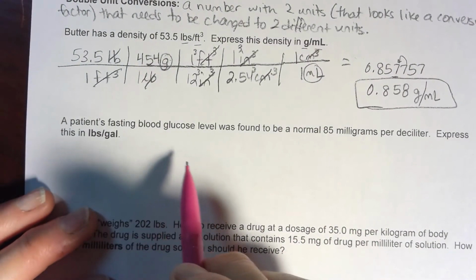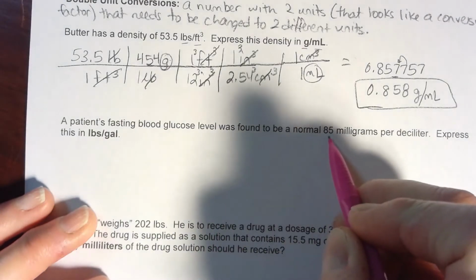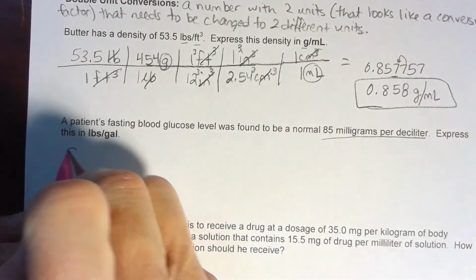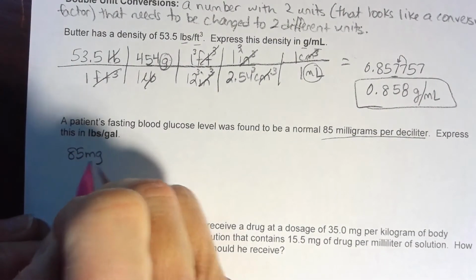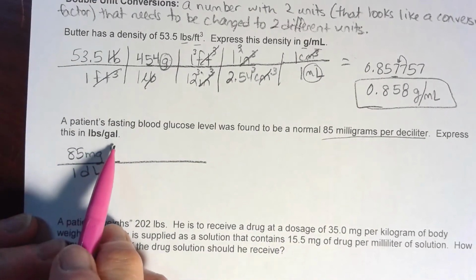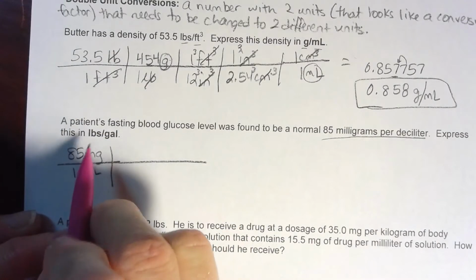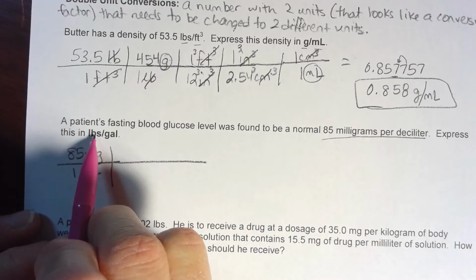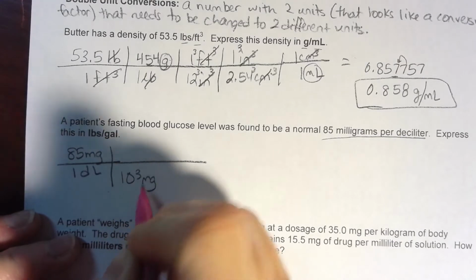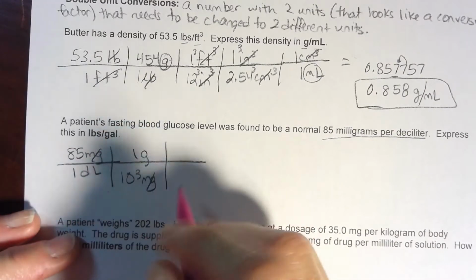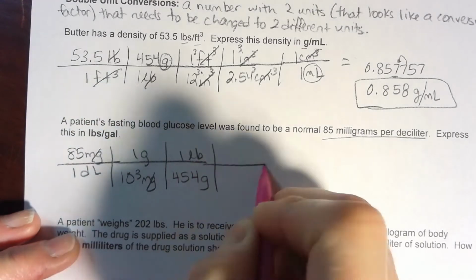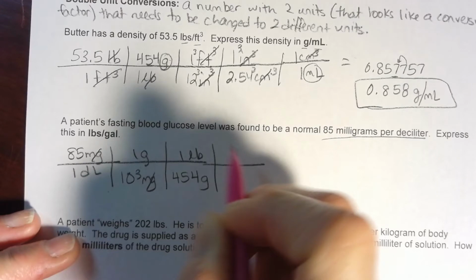Alright, the next problem. We have a patient's blood glucose, which is normal, 85 milligrams per deciliter. So that is a double unit number: 85 milligrams per 1 deciliter, and we want to convert that to pounds per gallon. So I know that I have a conversion for pounds to grams, but I don't have one for milligrams. So I'm going to convert milligrams, 10 to the third milligrams, to 1 gram. Milligrams cancel. Then I know it's 454 grams in 1 pound. There is my pound. That's what I wanted at the top.